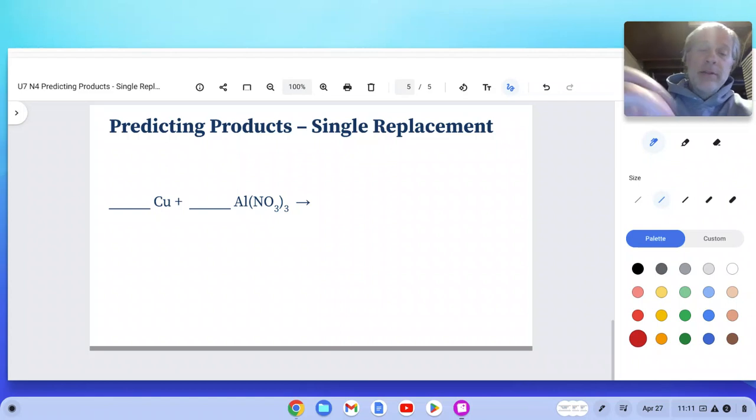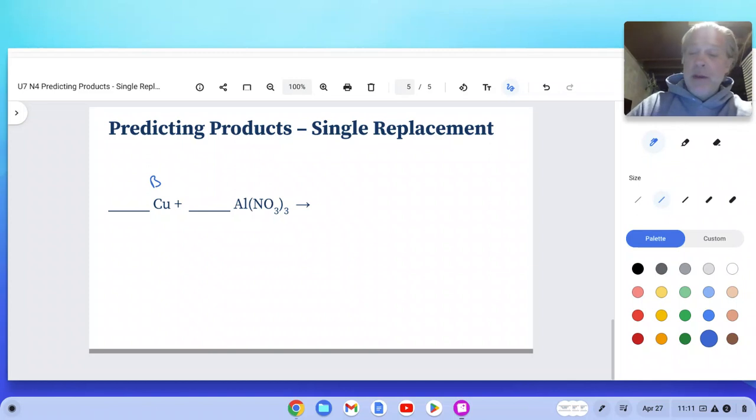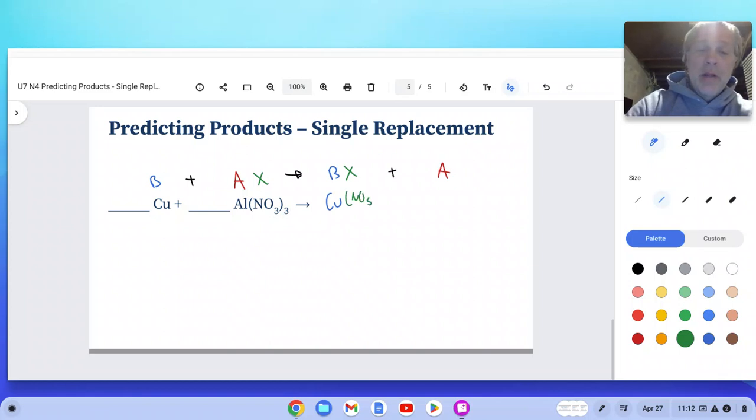And we're back. So now in this case here, we have what I see to be a metal. Copper is a metal, and that's going to be my B. And then I have AX over here. So because metals replace metals, which we said before, I'm going to end up with B, X, and A. So in this case, I'm going to simply match up what I have. So I have Cu and NO3, and I have A, which is all by itself, which happens to be aluminum.